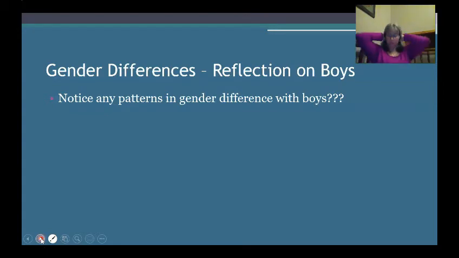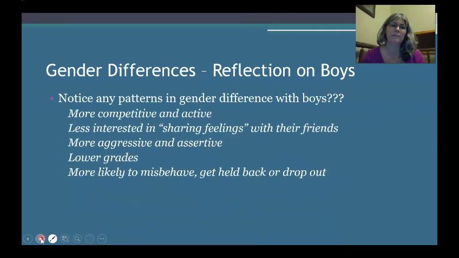All right, so not for notes, but did you happen to notice a pattern when I was talking about gender differences in terms of boys? Here's something that stood out to me. All of these were in our previous notes we just took. Boys more competitive and active, less interested in sharing their feelings with their friends, more aggressive and assertive, lower grades, more likely to misbehave, get held back, or drop out.